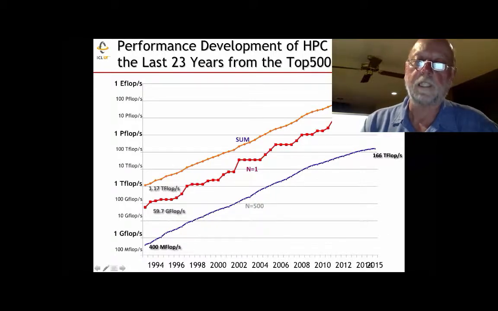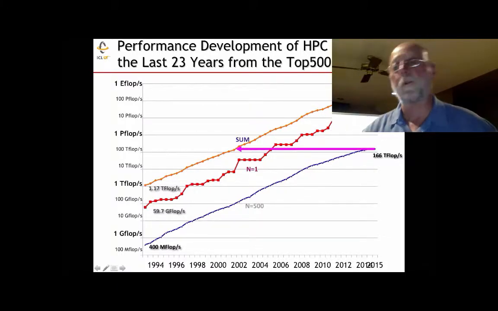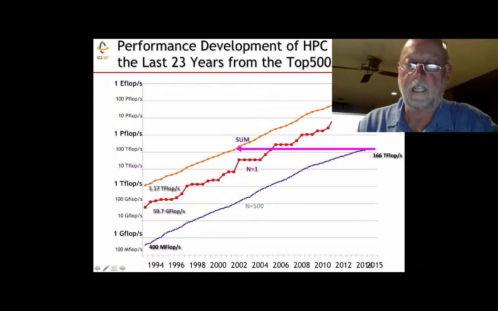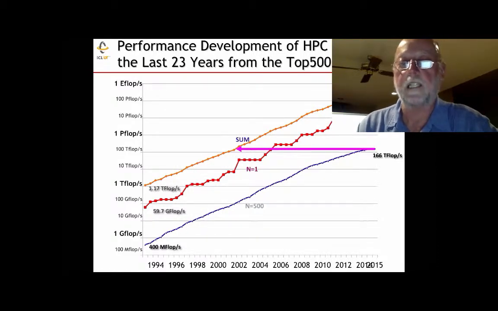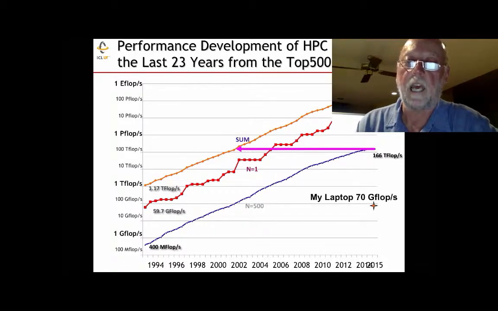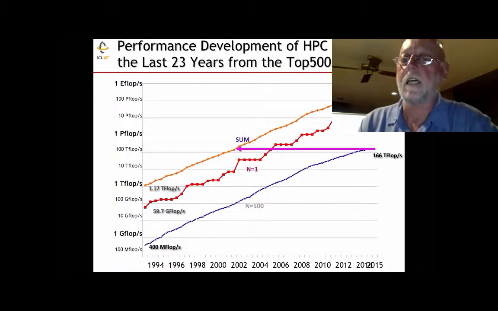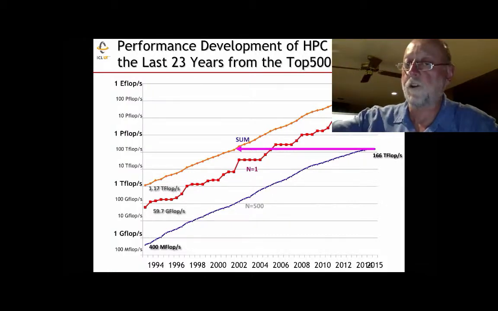And you could see today, the fastest computer today is running here at, I can't quite see it because I've got this other thing in front of it. There it is. It's running at 33.9 petaflops, and the blue line is representing the slowest computer, number 500 on this list, and it's at 166 teraflops today. So the fastest is at 34 petaflops.